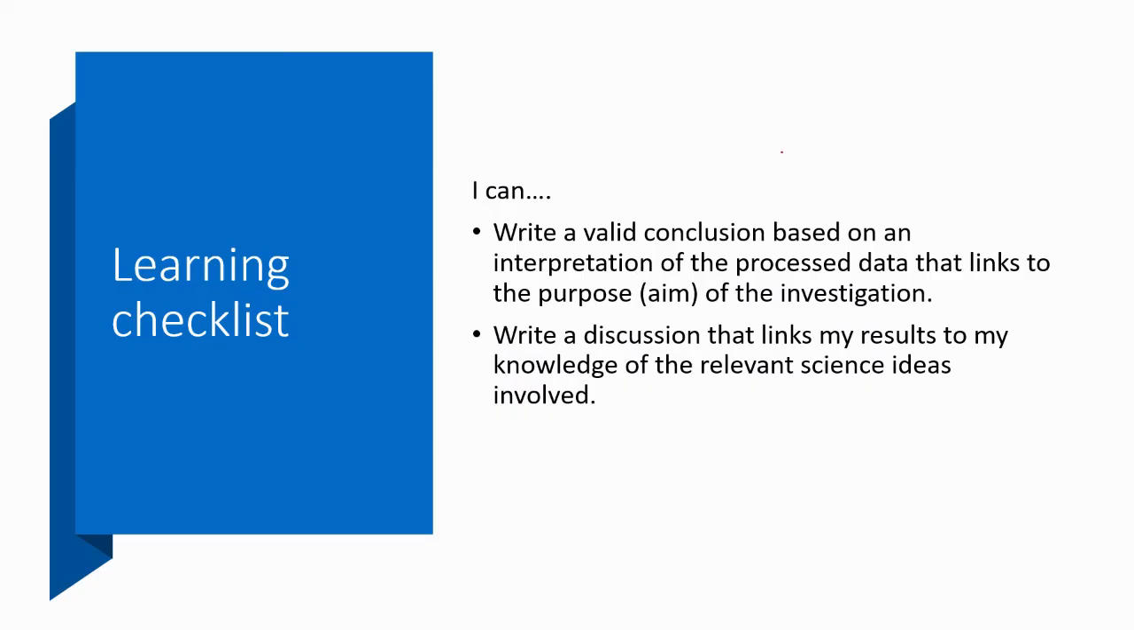So this video has been about writing a valid conclusion based on an interpretation of the process data that links to the purpose or the aim of the investigation, and writing a discussion, that part of the investigation that links your results to your knowledge of the relevant science ideas, in this case, the chemistry ideas about rate of reaction.